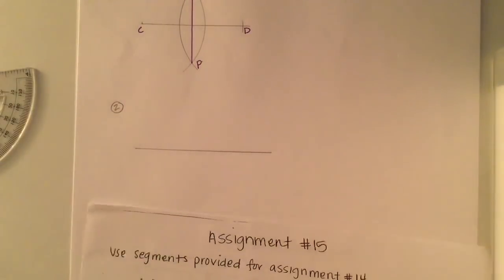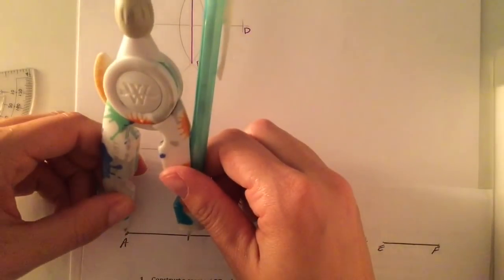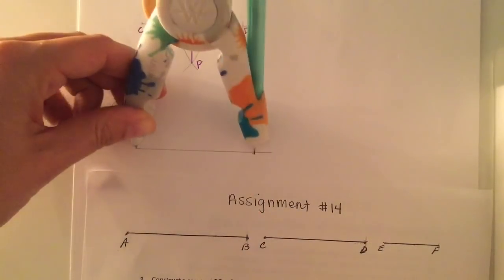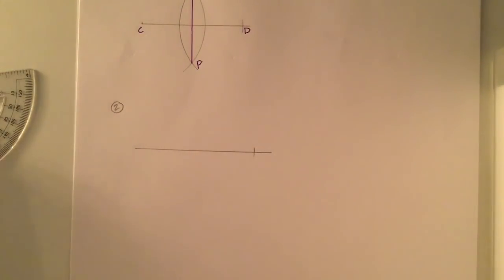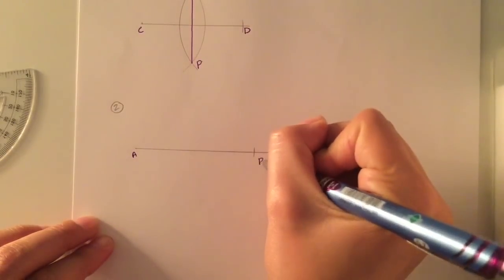And then I'm going to measure out AB from assignment number 14 by putting my compass point on A, opening the pencil up to B, and then transferring that onto my segment for assignment number 15. So here we have A, B.